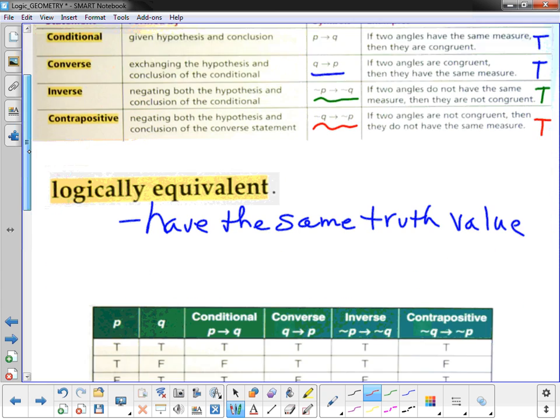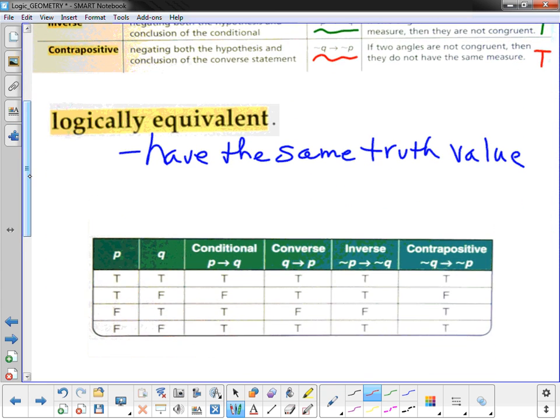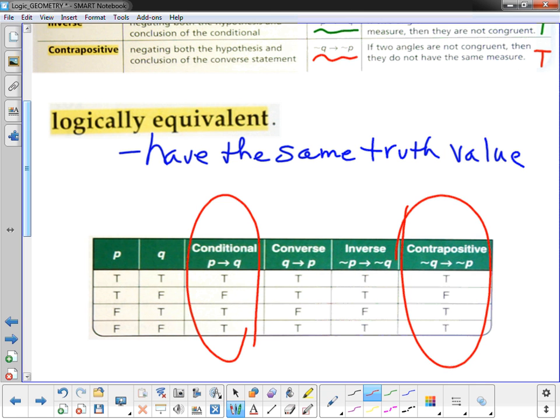Now here's another possible example of a truth table for some P and Q conditional statements. The original statement is if P implies Q, then it's true. Now notice our conditional and our contrapositive, the truth values for every single case are the same. We say they are logically equivalent. The original conditional and the contrapositive are logically equivalent.